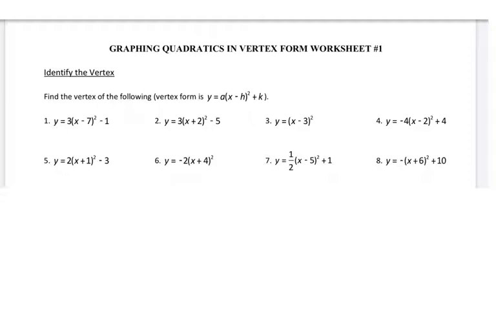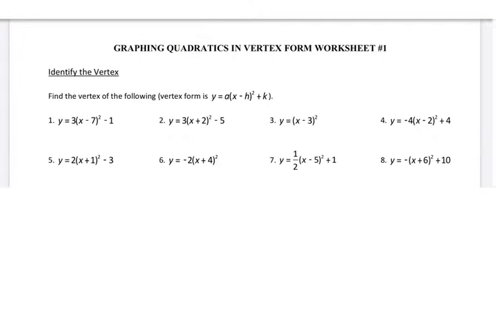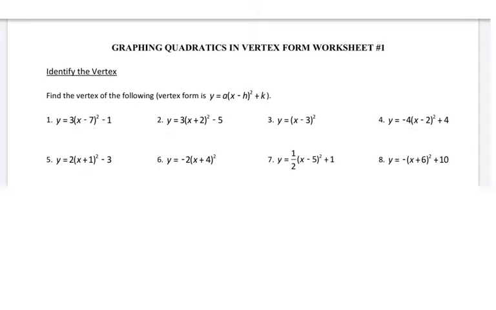So on Friday we did a Desmos, and what we were doing is finding the vertex of a quadratic when it's in vertex form. Here's the equation for vertex form: y equals a parentheses x minus h squared plus k. So my vertex, though, is h comma k.